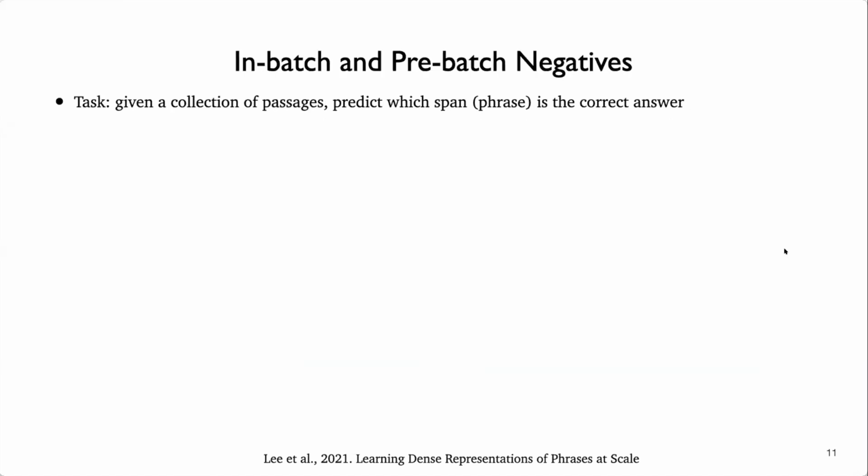Okay, so after we learn the question and phrase encoders from the reading comprehension datasets, the next problem is how to scale up this model to a large collection of passages. Here the task is, given a collection of passages, how to predict which answer span is the correct answer. The solution is to incorporate a lot of negatives in a contrastive learning framework, from the larger collection of documents.